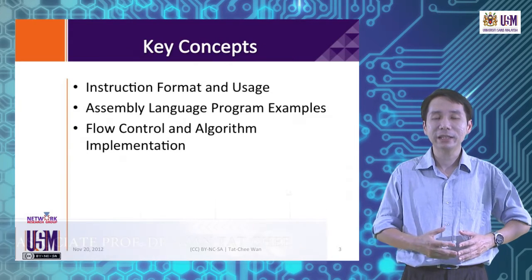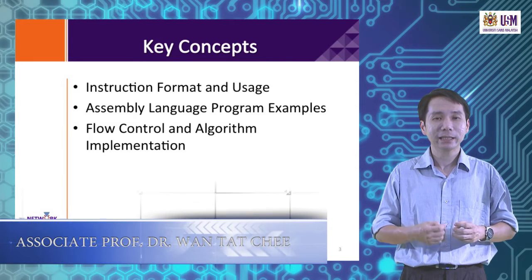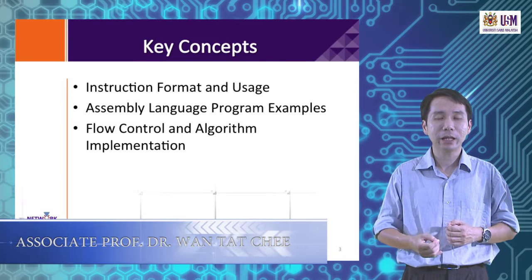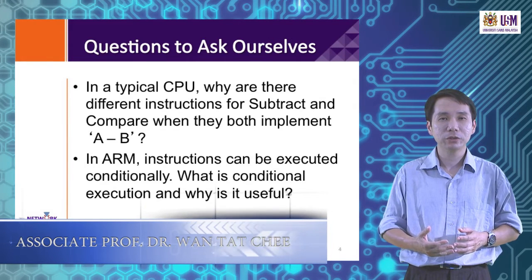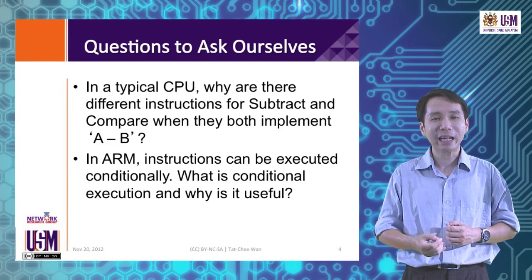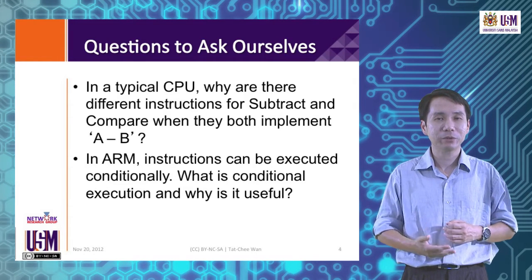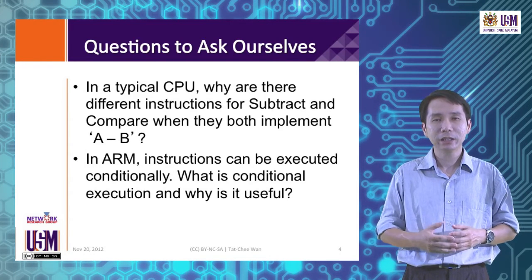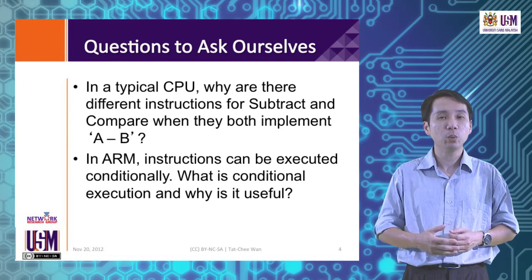Some of the key concepts we will cover in this module are the instruction format and usage, some assembly language programming examples, and finally, flow control and how it affects the implementation of algorithms. As we go through this module, there are some questions that you might like to keep in mind. First of all, in a typical CPU, why are there different instructions for subtract and compare when they both implement A subtract B or A compare with B? Secondly, in ARM, instructions can be executed conditionally. What is conditional execution and why is it useful?